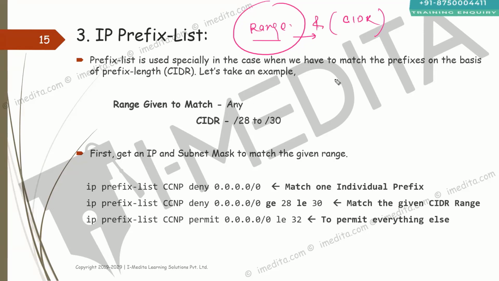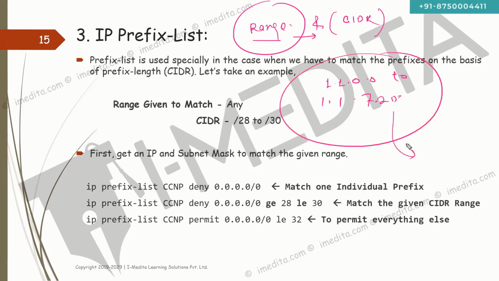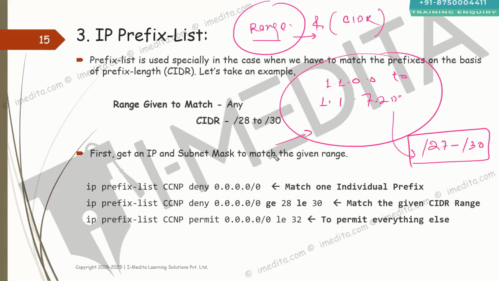Let's say, for example, we are given that you need to block the prefixes from this range, from 1.1.1.0 to 1.1.7.255, but only and only those prefixes that are coming with CIDR /27 to /30. So if you need to block or permit a set of prefixes that are coming on a specific CIDR, a specific subnet mask, then the ACL concept is not going to work properly.